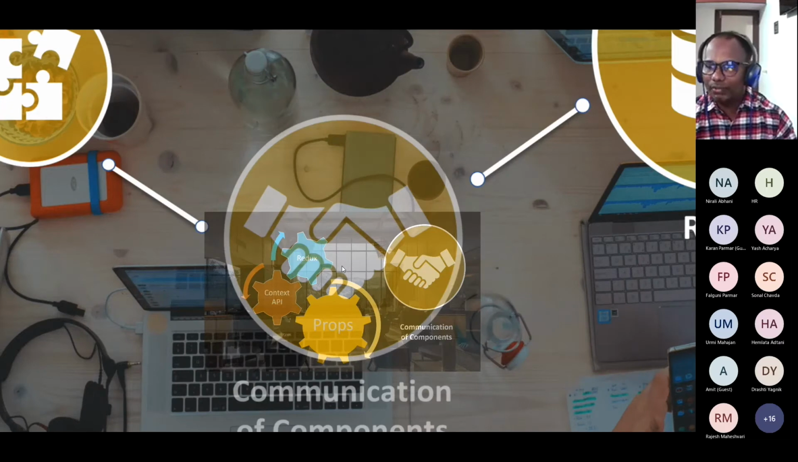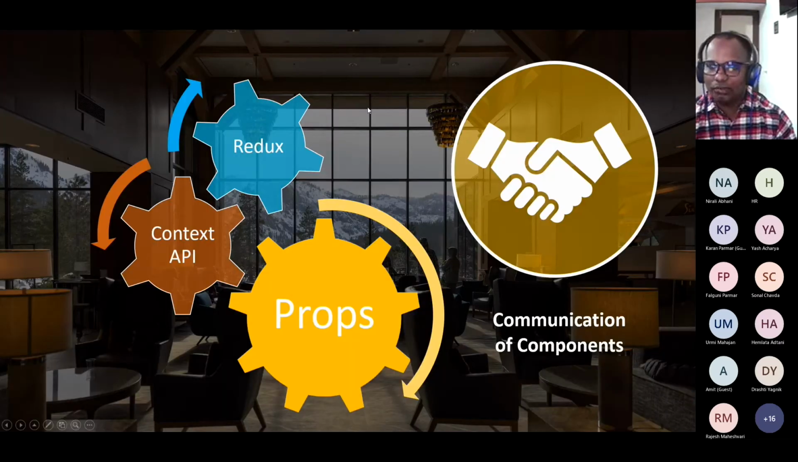This is the core thing about this workshop today. I have just given the overall holistic view of how we do communication. There are basically three ways. Using props, you can do that. There is one more way, that is the context API. And the last one, which I'm going to talk about, is Redux. I have kept Redux as a separate thing and I'll discuss that in more detail. We have some demonstration as well on top of that to understand the Redux part in more detail.